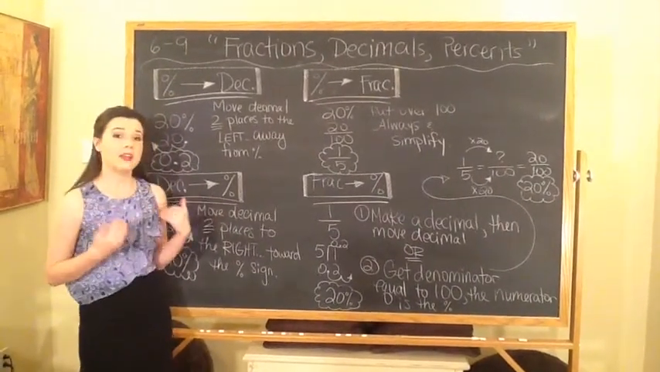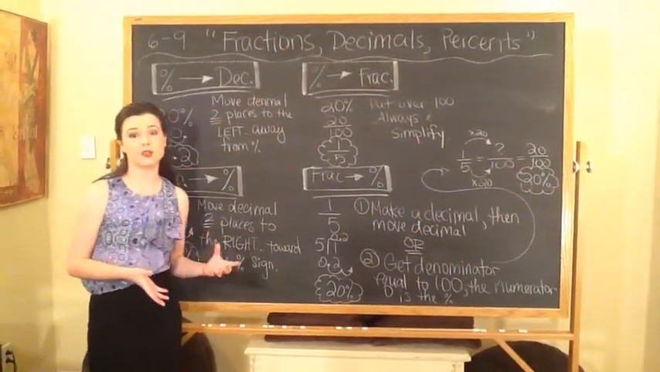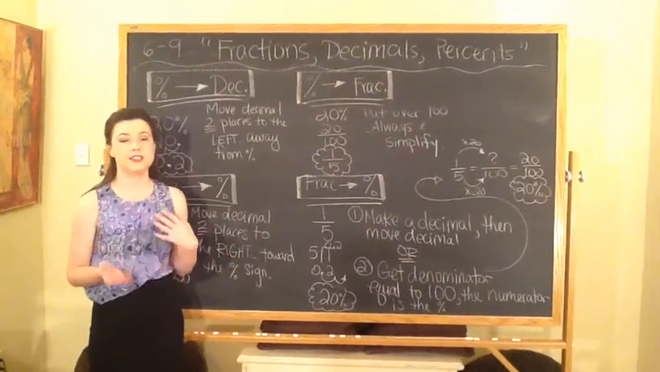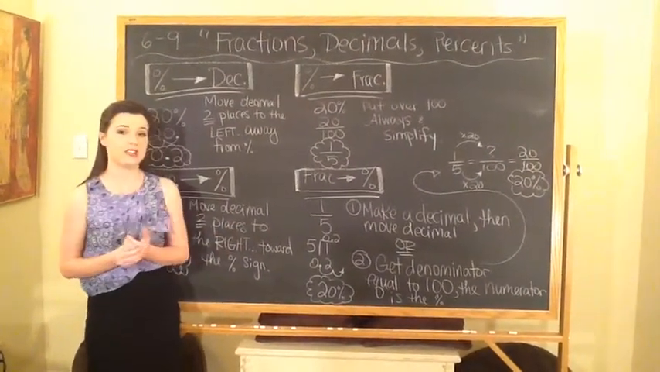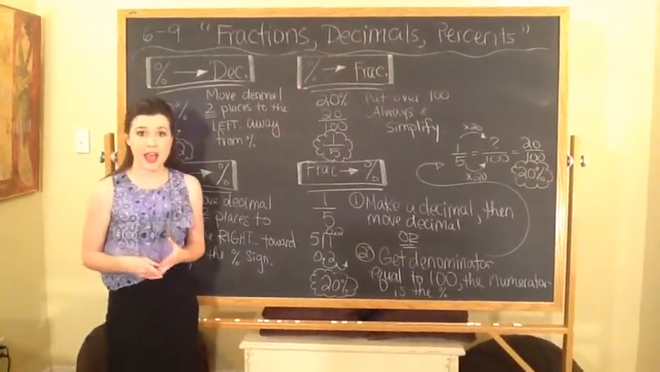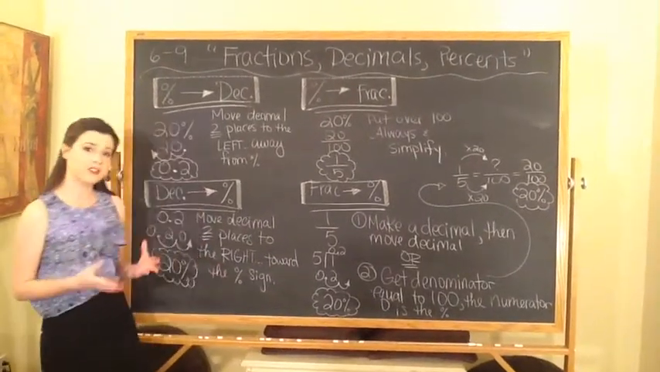So we can change fractions to decimals, fractions to percents, decimals to percents, and vice versa. So basically that's what we're going to be talking about today: how to change from the different forms of the same number.